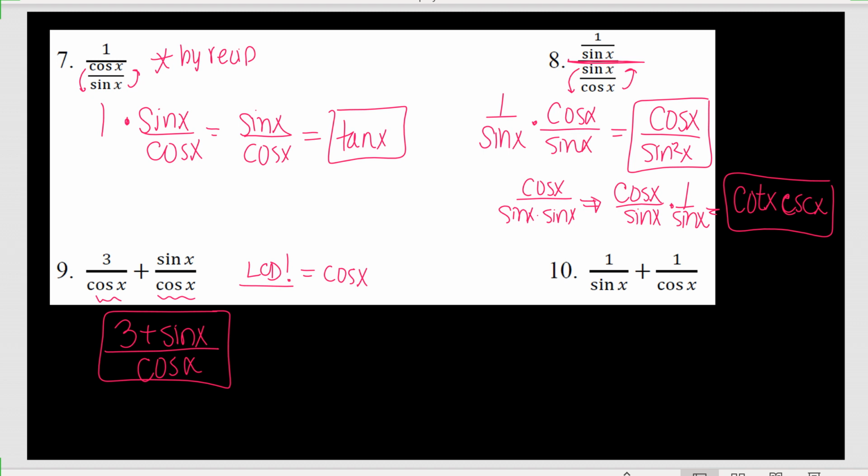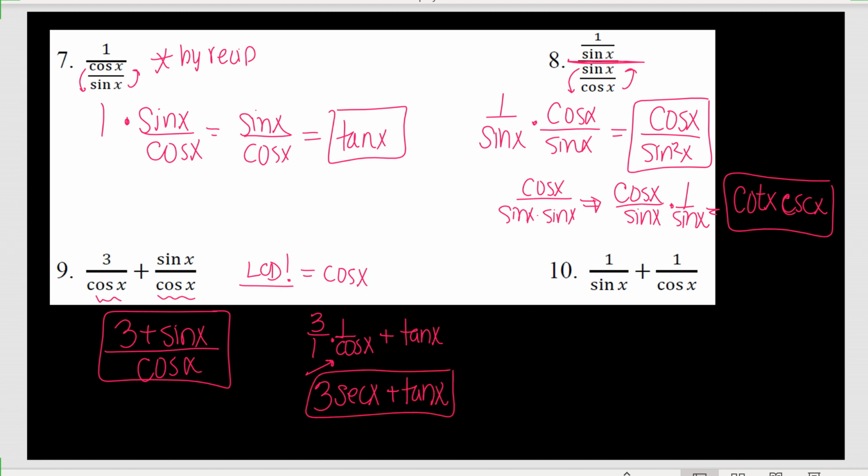We could have changed stuff around with that one as well. So just to give you another option, 3 over cosine would be 3 over 1 multiplied by 1 over cosine of x. And then sine of x divided by cosine of x is equivalent to tangent of x. Now going back to 3 times 1 over cosine of x. Cosine of x is secant. That's its reciprocal. So I could do 3 secant of x plus tangent of x. All right. Okay, we're plugging and chugging along.